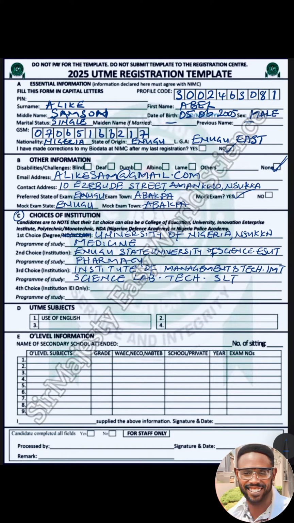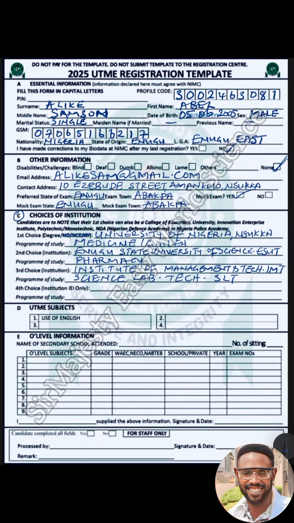Another possible combination is that you can choose in terms of course. Like if you write medicine and surgery, you go with pharmacy, you go with science lab, it is rhyming. But what if I come here and I write civil engineering as my first program? Maybe I want to study civil engineering. So I can no longer go to the aspect of medical courses.